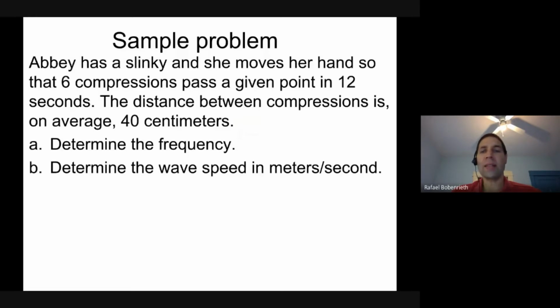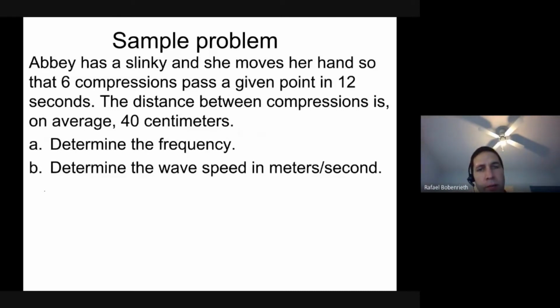So let's say Abby has a slinky and she moves her hand so that 6 compressions pass a given point in 12 seconds. The distance between the compressions is on average 40 centimeters. A, determine the frequency. B, determine the wave speed in meters per second. All right, so how are we going to approach this?